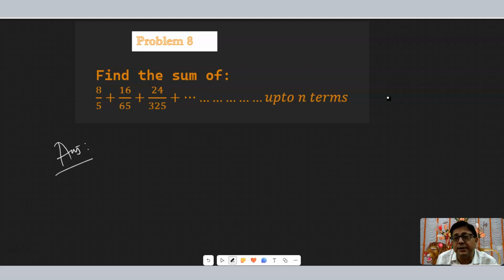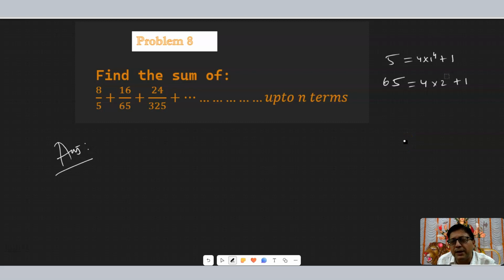Another relation is there. 5 we can write as 4 into 1 square plus 1. 65 we can write in what way? 4 into 2 square plus 1? No, it is not. So think first, how do you write 65? Just make a little change here. You write this one 4, this one also 4.